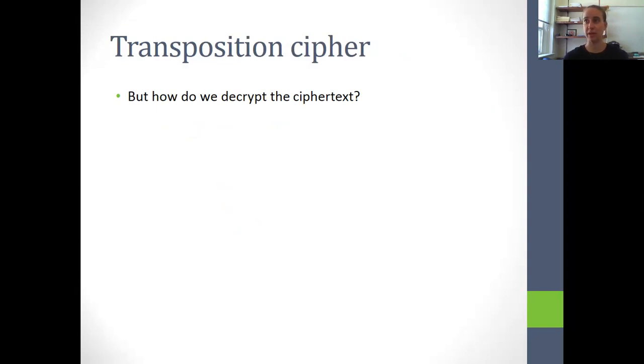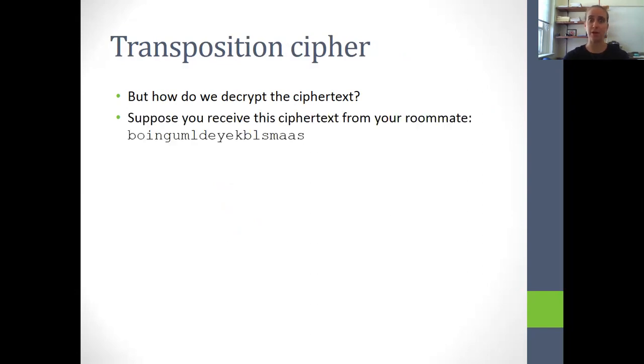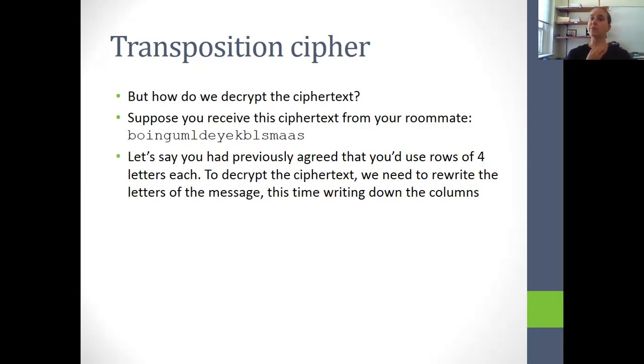So if you and your roommate are trying to communicate and you get a message from them, how do we know how to break it? So let's say that we get this message from your roommate and you're wondering, what in the world does that say? So obviously, as I mentioned before, the two people that are communicating need to have agreed on the key. So in this case, you had previously agreed that your key was going to be rows of 4 letters each.